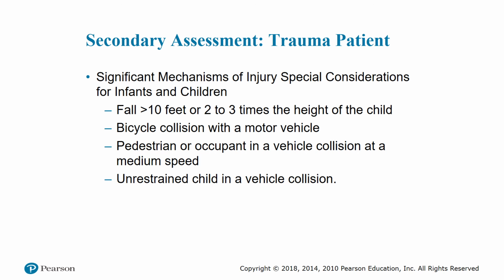For kids, our significant mechanisms of injury: fall greater than 10 feet or 2 to 3 times the height of the child. Bicycle collision with a motor vehicle. See these, I won't say frequently, but not infrequently. Pedestrian or occupant in a vehicle collision at medium speed. Unrestrained child in a vehicle collision. Always bad to see. I grew up in the era before child seats. We used to stand in the seat, lay up in the back window, play in the floorboard, all kinds of things. And I'm amazed any of my generation survived, but we did.